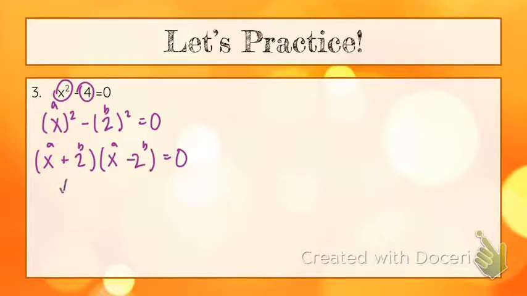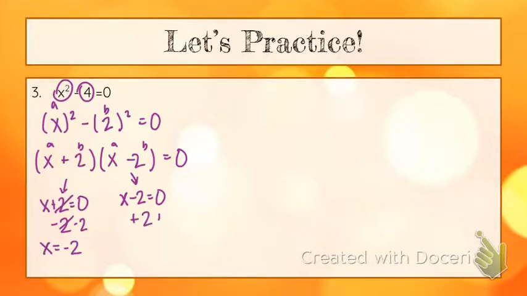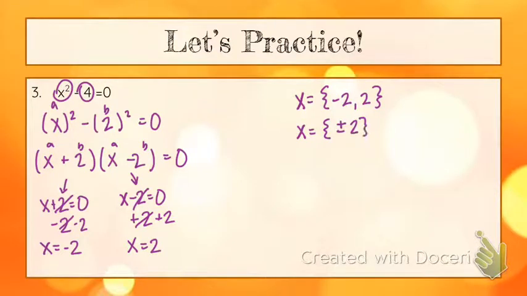Now we set each factor equal to 0, and we're going to solve. So subtract 2 from both sides here to get x equals negative 2. Add 2 to both sides and we get x equals positive 2. So the way that we're going to write this is x equals the set negative 2 comma 2. But you can also write this as x equals the set of plus or minus 2. Okay, that's also correct.